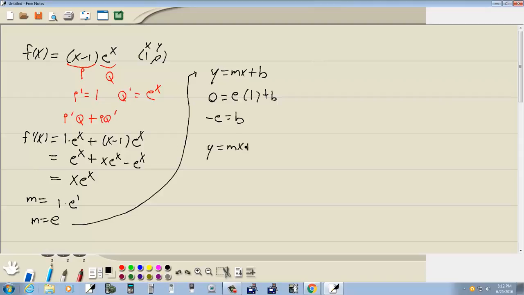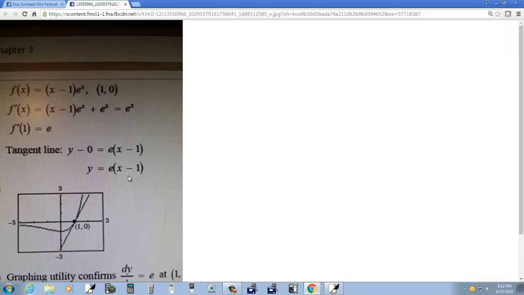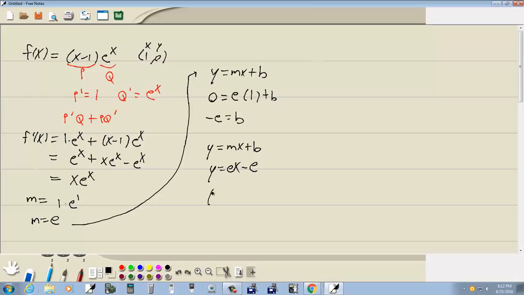And then we want to write down our answer. So we want to plug in the m we found, which was e, and we'll plug in b we found, which is negative, or minus e. Now, do they factor out an e? Yeah, they do. And that gives us e times x minus 1.